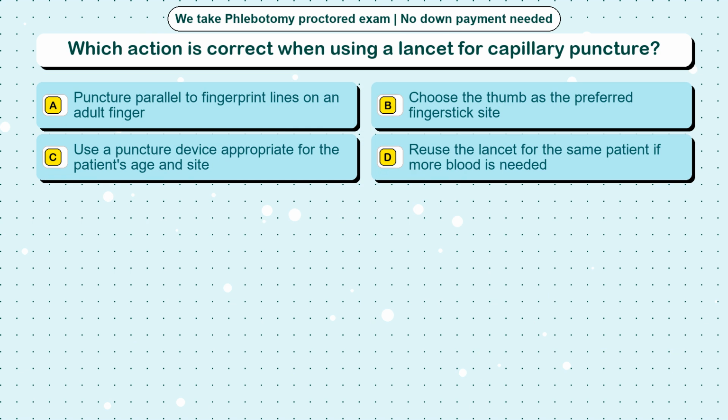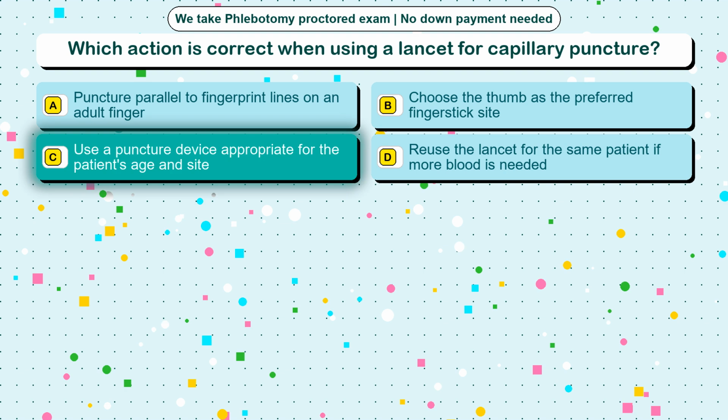Question 23. Which action is correct when using a lancet for capillary puncture? Option A, puncture parallel to fingerprint lines on an adult finger. Option B, choose the thumb as the preferred finger stick site. Option C, use a puncture device appropriate for the patient's age and site. Option D, reuse the lancet for the same patient if more blood is needed. The correct answer is option C, use a puncture device appropriate for the patient's age and site.